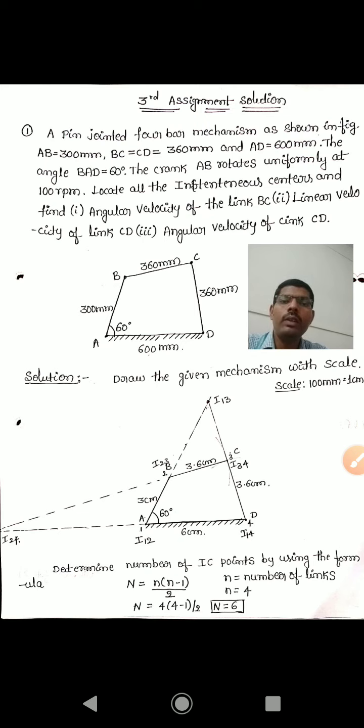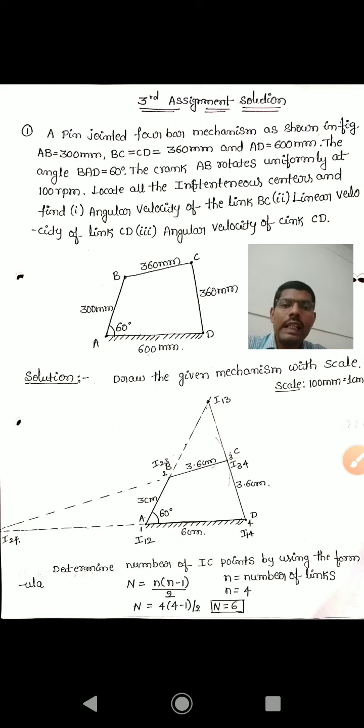For example, AB is going to rotate about the center A, BC about the center B, CD about the center C. DA is a fixed link, so there is no rotation. Hatching will indicate the fixed link. That is the meaning. By seeing the mechanism, it already has 4 IC points. The remaining 2 we have to locate.